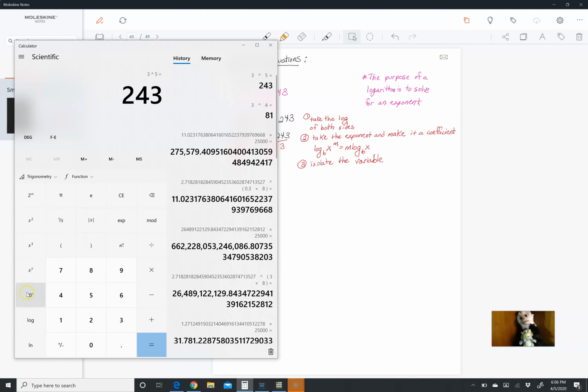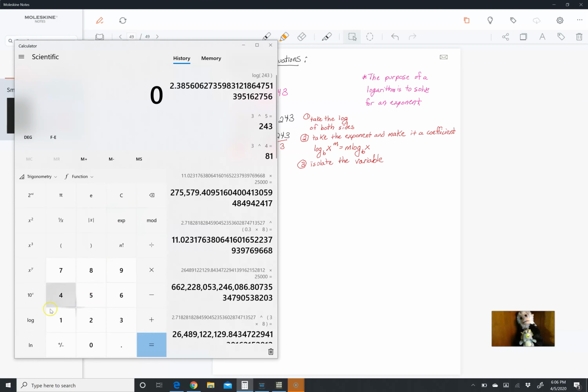No, maybe this one we have to do it the other way. Okay, so this is one of the ones where we have to type in the number first and then press log. So we want the log of 243. We type in 243 and then we press log. I think on the TI-30X you don't have to do that. You would type in log 243. You have to check, okay?